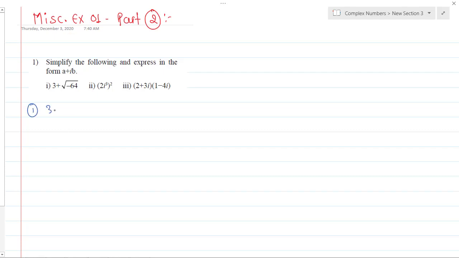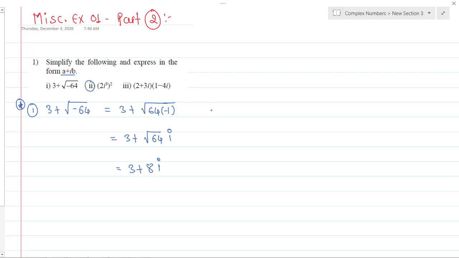It is 3 plus root of minus 64, which can be written as 3 plus root of 64 into minus 1, which is nothing but 3 plus root 64, and root of minus 1 is i. So 3 plus root 64 is 8, which is i. It has come in the form a plus ib. Yes sir, it is nothing but 3 plus 8i. That's it. This ends your first question. You solve the second one, I will solve the third one.